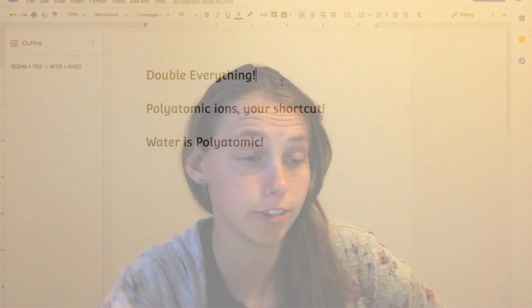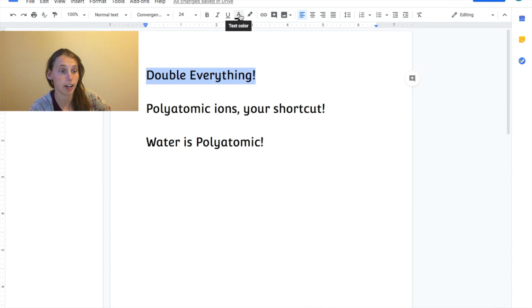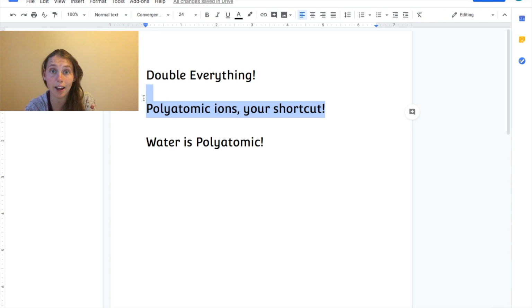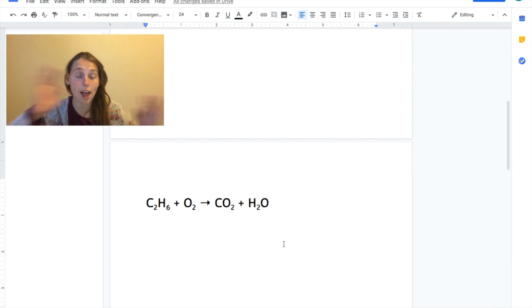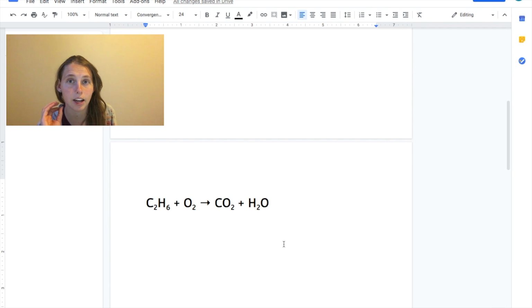So why can't I balance this chemical equation? Tip number 1, double everything. We'll go over these again right now. Double everything. Polyatomic ions are your shortcut, not your enemy, and water is a polyatomic ion. First one, double everything. If you are trying to balance a combustion equation, this is likely your problem.